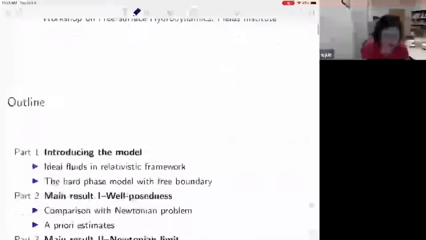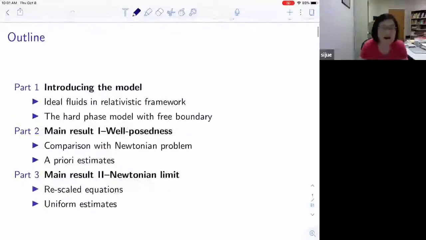Okay, so here's the outline. I will first introduce the model. I will explain the general framework to study ideal fluids in the relativistic framework, and then I will introduce the so-called hard phase model. We are interested in a free boundary problem for this hard phase model.